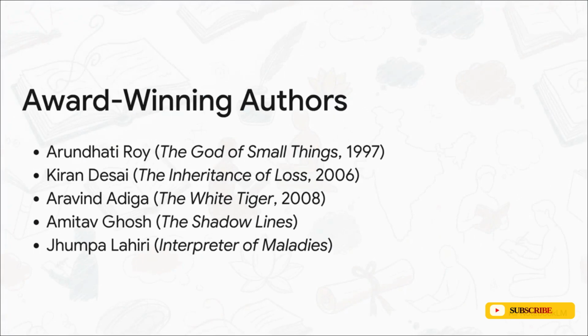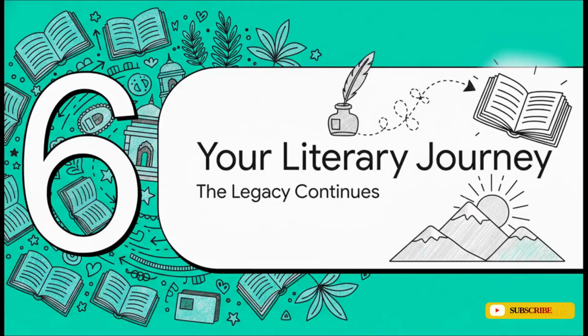Wow, what a lineup. You have Arundhati Roy, whose stunning prose in The God of Small Things just took the world's breath away. Kiran Desai, who so brilliantly explored identity in The Inheritance of Loss. Aravind Adiga, with his razor-sharp and funny critique of modern India in The White Tiger. Not to mention Amitav Ghosh, a master of historical fiction, and Jhumpa Lahiri, whose stories capture the immigrant experience so beautifully. So, there you have it. We've just traveled over 200 years of literary history in a matter of minutes.